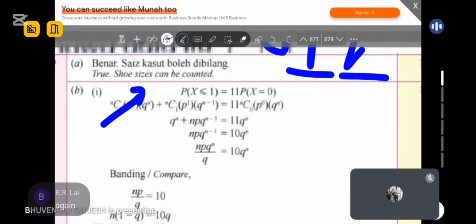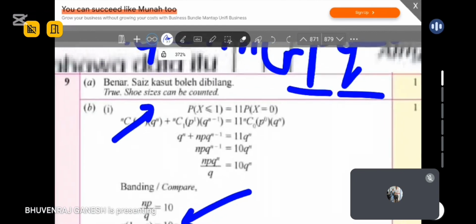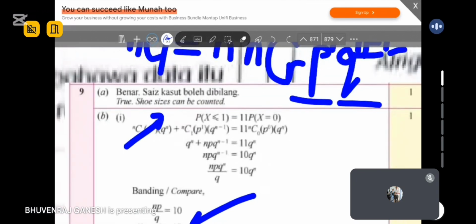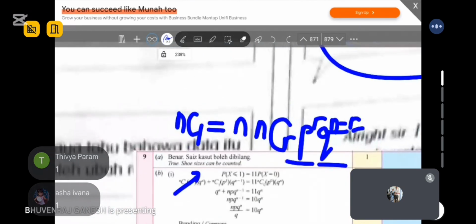Boleh faham guys? Do you all understand how I get to the answer? One or two? Satu atau dua? Can you comment? Come on. Are you all sleeping already? Tertidur? One or two guys? I need to see your number. Satu atau dua? Okay. Go up.